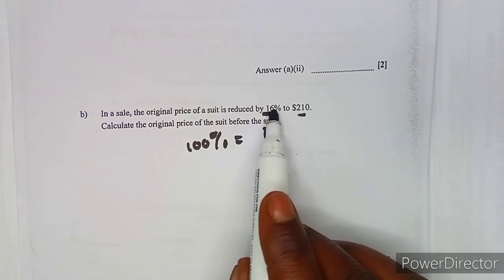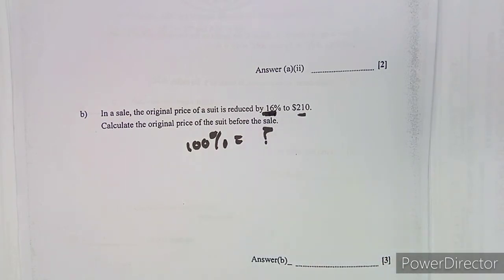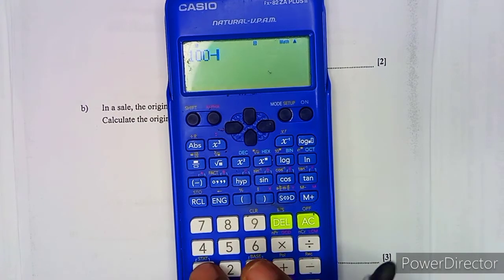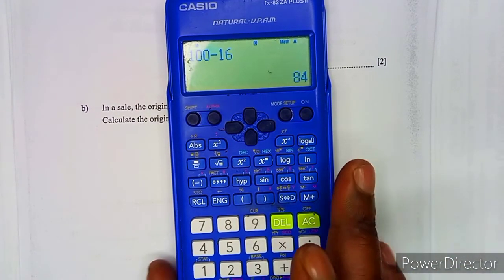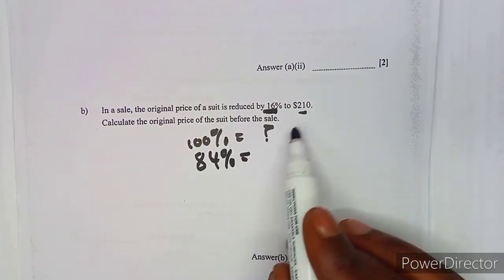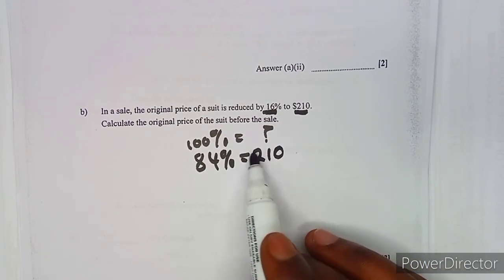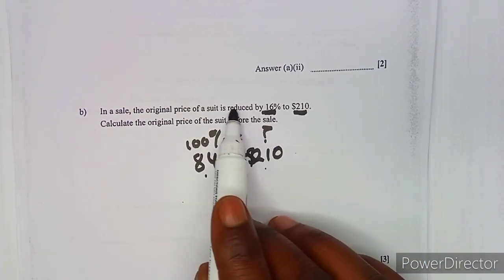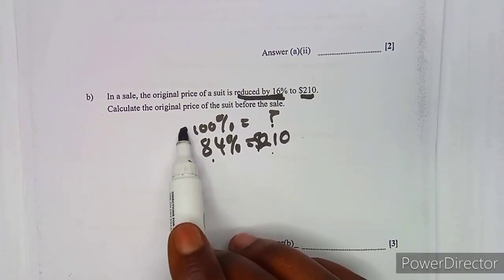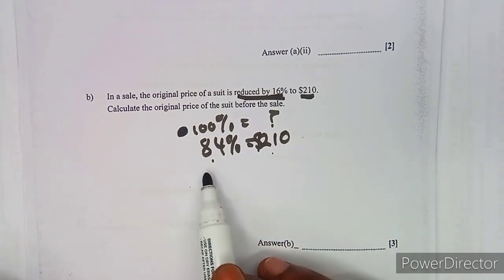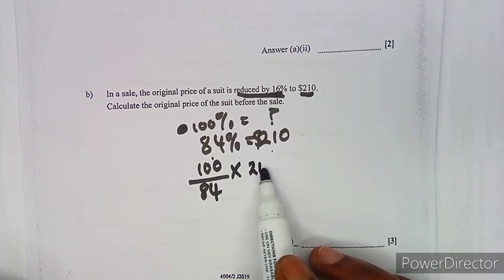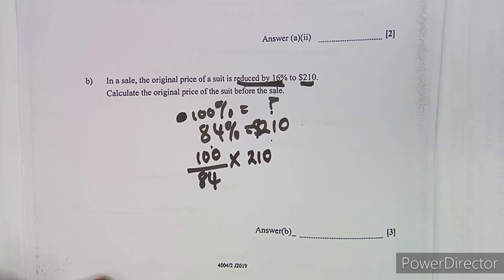But when reduced by 16%, remember I said to reduce, you have to subtract. So just like the previous part, let's subtract from 100. It is reduced by 16, which is now at 84%. So at 84%, that's where this suit is costing this amount of $210, because it is reduced by 16. So what is going to be the original amount? The original amount is the one that occurs at 100%. So it's going to be 100 over 84 multiplied by 210, which is now the actual price.